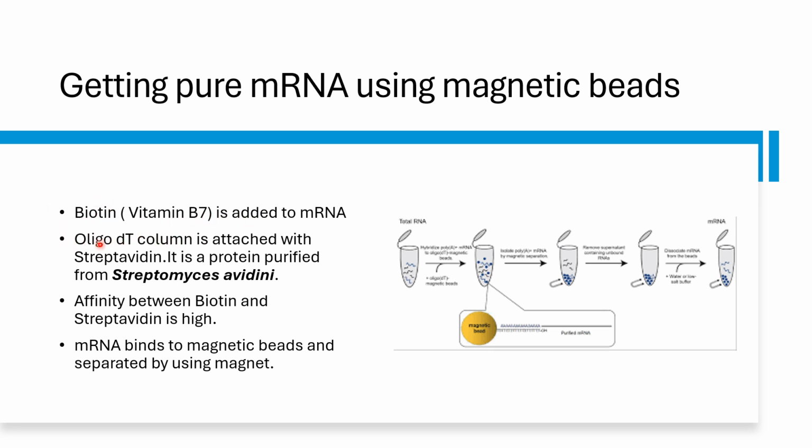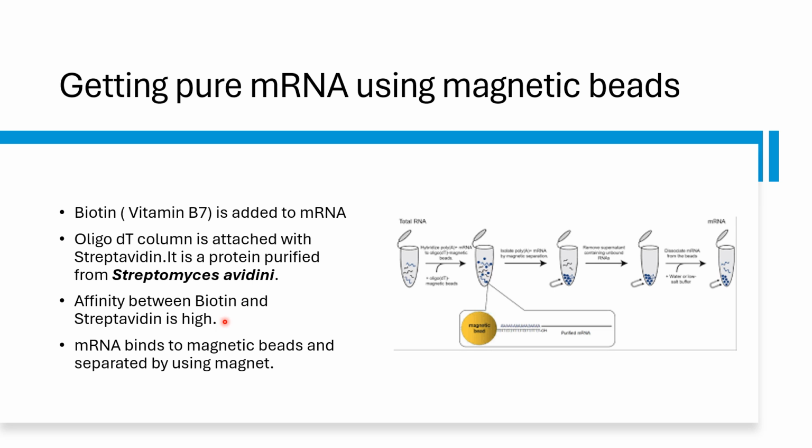So why is it used? Because biotin has affinity for streptavidin. The column beads, the magnetic beads, contain streptavidin, and mRNA has biotin. So naturally, when the mRNA passes through the column, the mRNA with biotin, that is biotinylated mRNA, sticks to the streptavidin of the magnetic beads. And the affinity between the biotin and streptavidin is so high that mRNA will bind to these beads with very high efficiency.